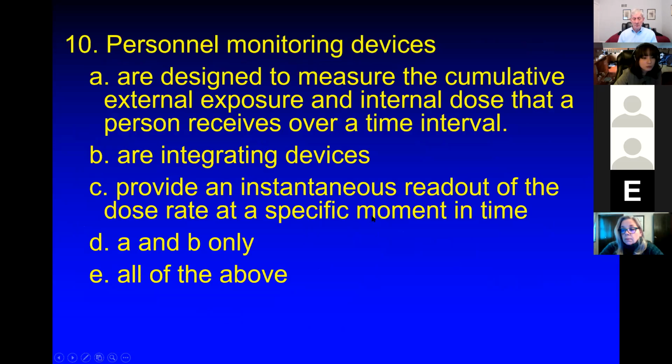Number 10. Personnel monitoring devices are A, designed to measure cumulative exposure and internal dose over time. B, are integrating devices. C, produce an instantaneous readout. A and B only, or all of those?